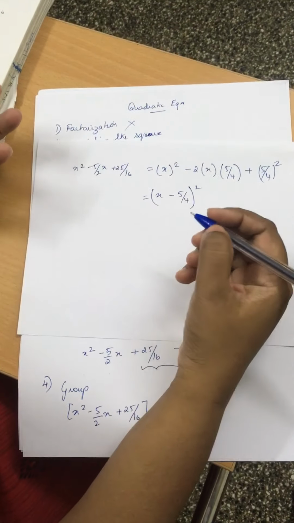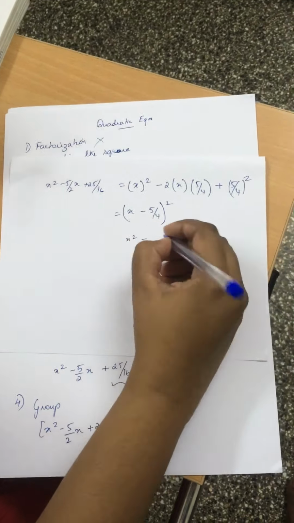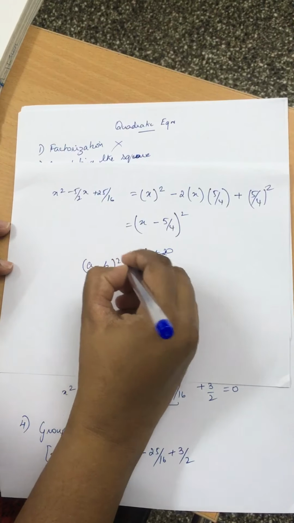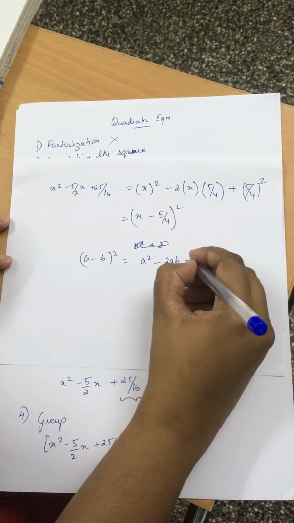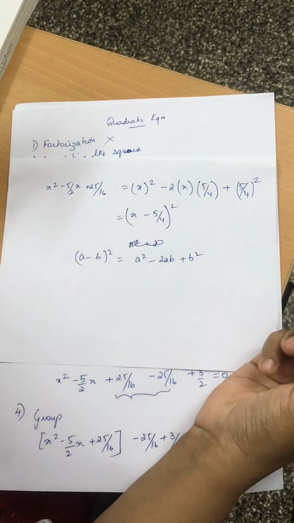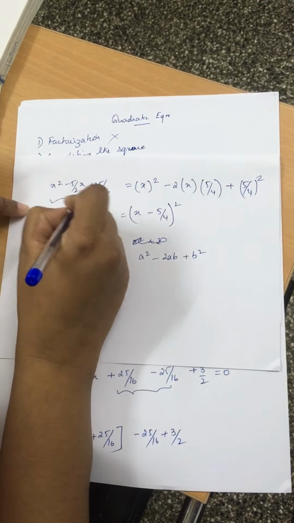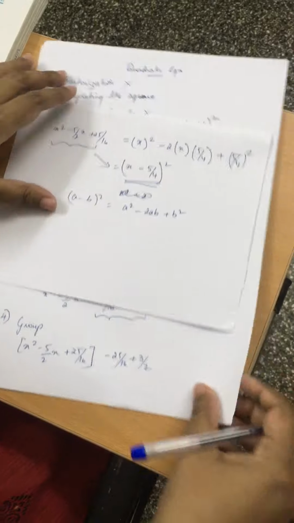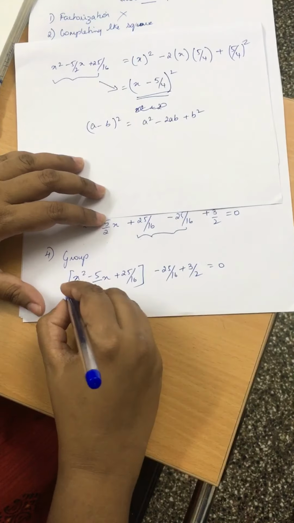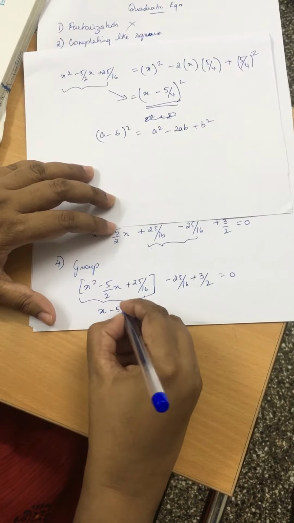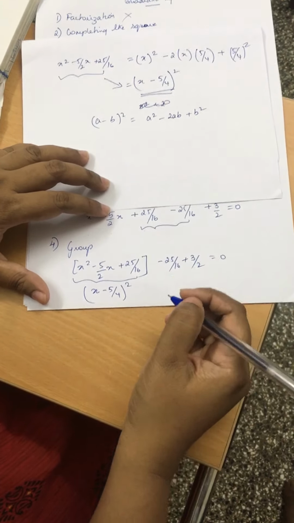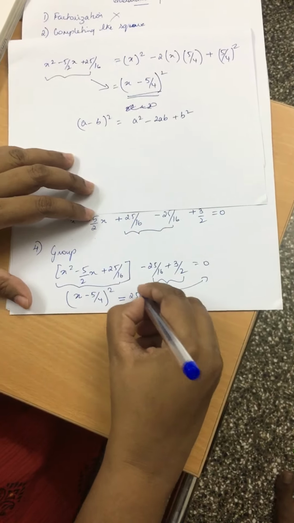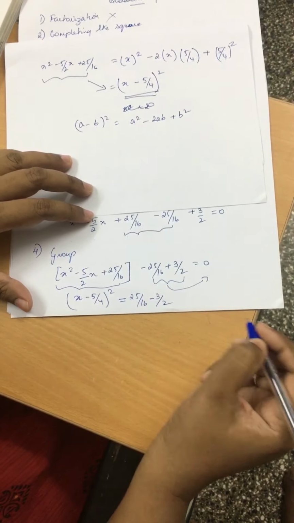So this is my algebraic identity, a minus b the whole square, a square minus 2ab plus b square. Okay, so far so good. So using this, I can directly write this form. Therefore, I'm going to replace this entire thing by x minus 5 by 4 the whole square, and I'm going to take these two onto the RHS. So that equals 25 by 16 minus 3 by 2.